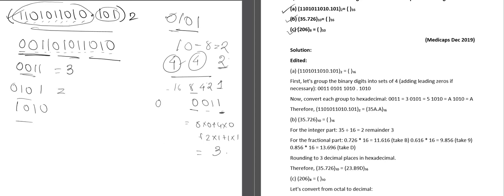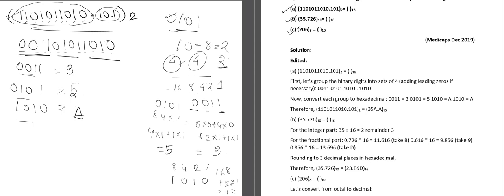Similarly for 0 1 0 1, if the positional weights are 8 4 2 1, this will give us 4 into 1 plus 1 into 1, which will be equal to 5. And 1010 will give us 1 into 8 plus 1 into 2, which will be equal to 10. But in the hexadecimal number system we write 10 as A, so it will be equal to A.